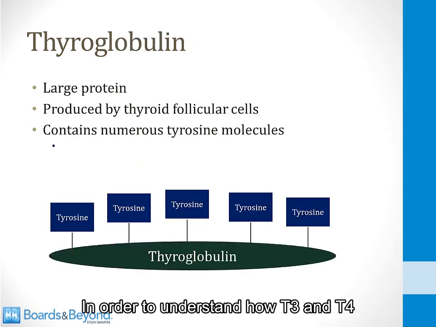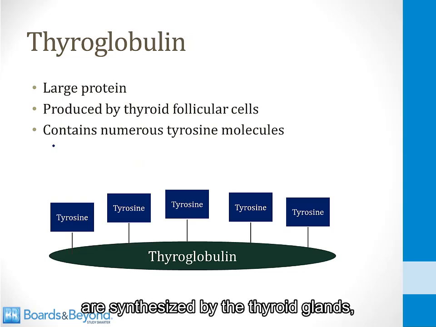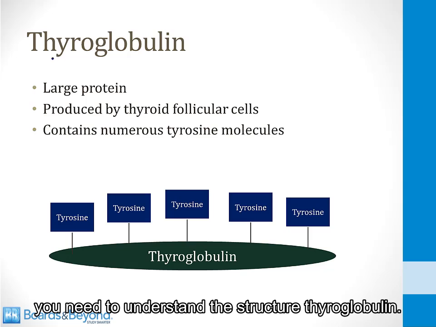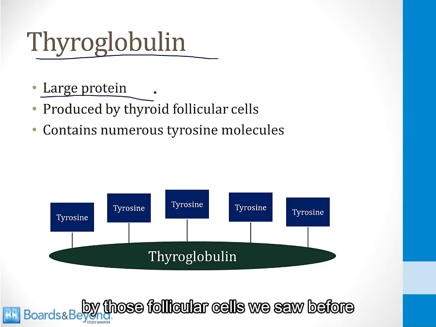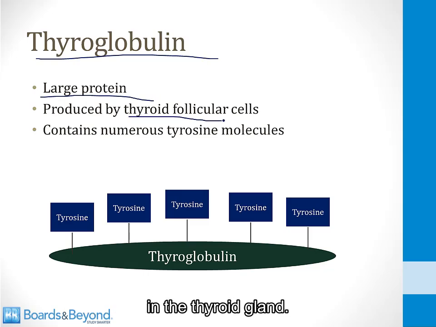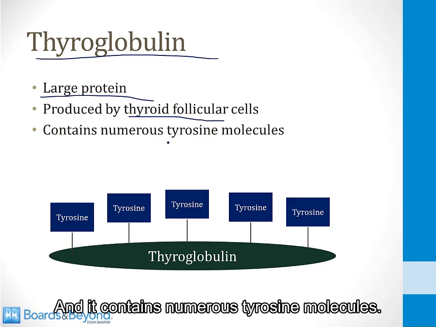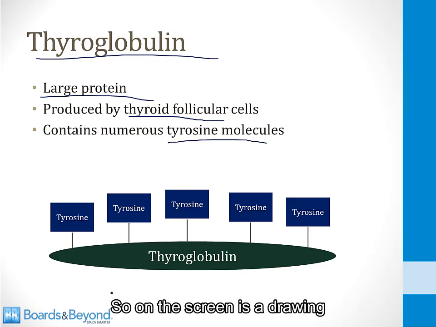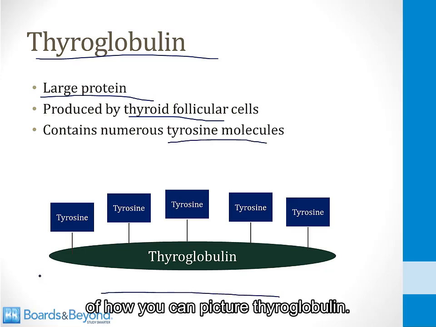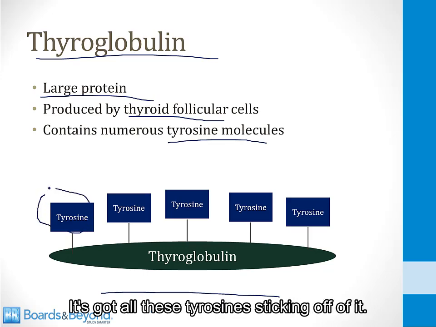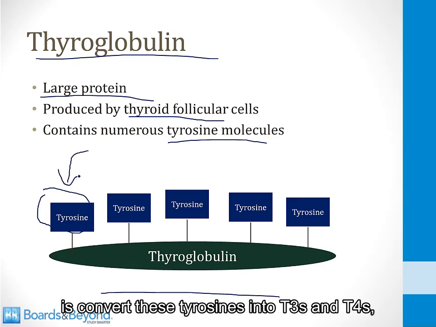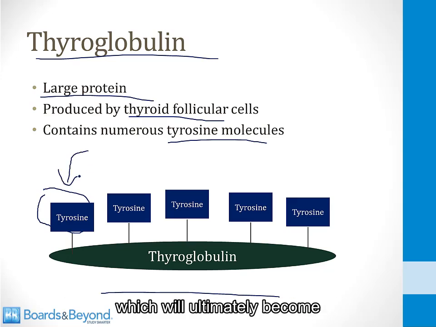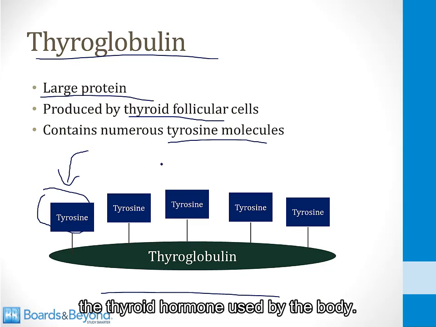In order to understand how T3 and T4 are synthesized by the thyroid gland, you need to understand the structure of thyroglobulin. This is a large protein that is produced by those follicular cells we saw before in the thyroid gland, and it contains numerous tyrosine molecules. So on the screen is a drawing of how you can picture thyroglobulin. It's got all these tyrosines sticking off of it, and what the thyroid gland is going to do is convert these tyrosines into T3s and T4s, which will ultimately become the thyroid hormone used by the body.